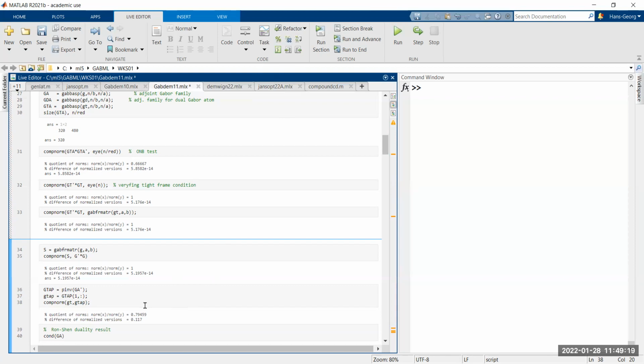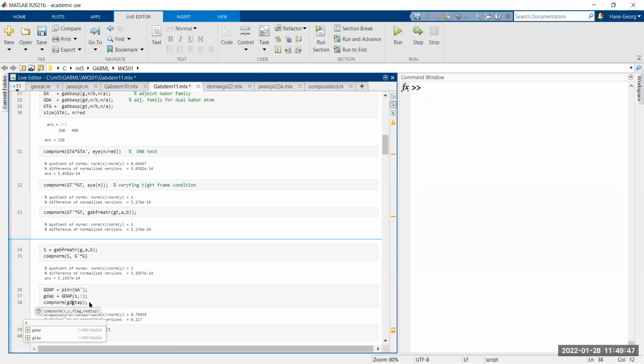Oh, no, this is not true. What's going wrong? G_TAP. It's not that the problem is not tight. It should be G_D. And then I should also do it here. And then the dual atom should be the dual atom obtained via the adjoint family.